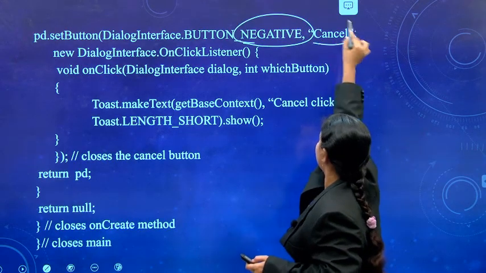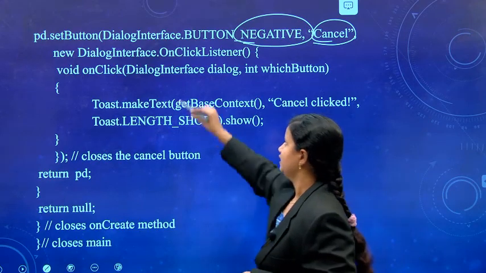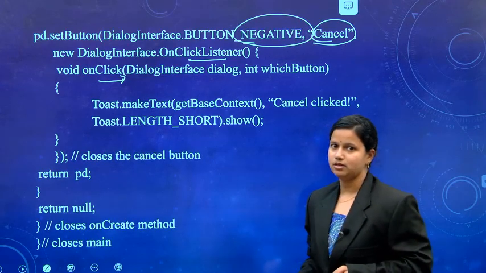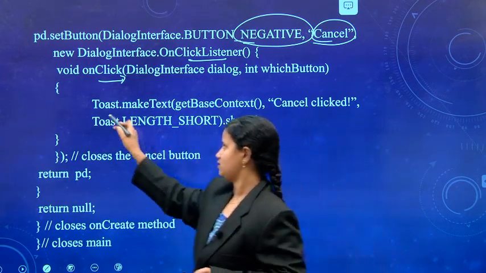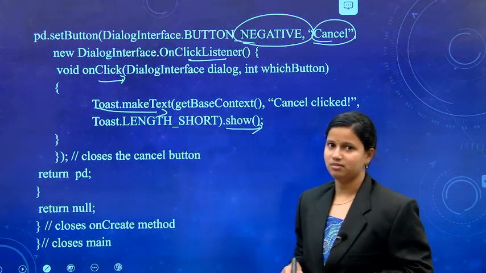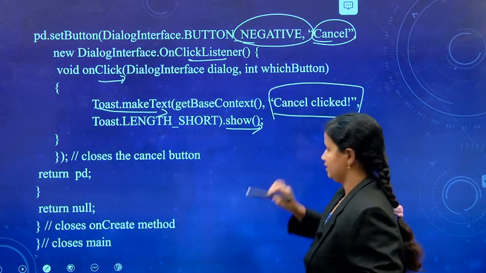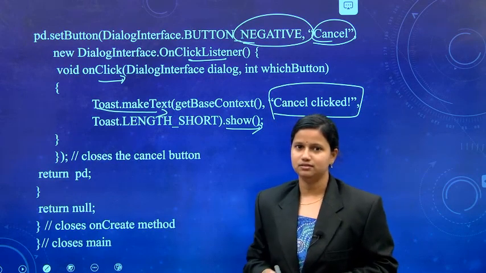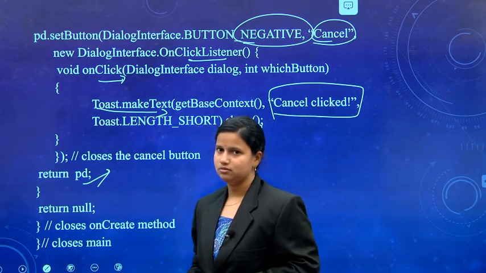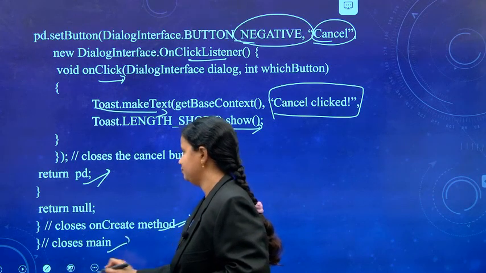So what is the negative button's value? It is Cancel. Whenever you press the Cancel button, it will invoke the onClickListener and, within that, the onClick method. The action we have to perform is again displaying some message content. What message do I want to display? "Cancel is clicked." After that, it returns the PD, the progress dialog, and closes this main create method.